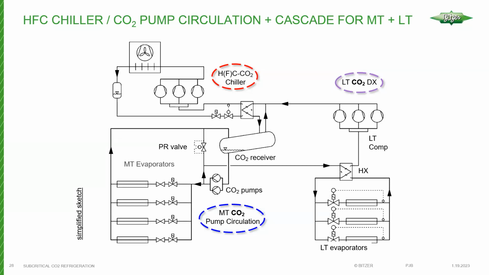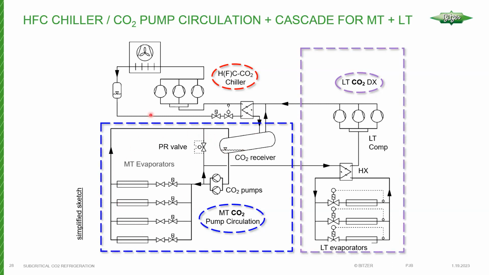Next, we have a form of cascade system, similar to what we saw on the previous slide. Again, the heat rejection from the low temp circuit gets rejected into this heat exchanger here. It's condensed into the receiver. Now the difference is this is a pumped CO2 circuit, instead of being a direct expansion as we saw in the previous slide.